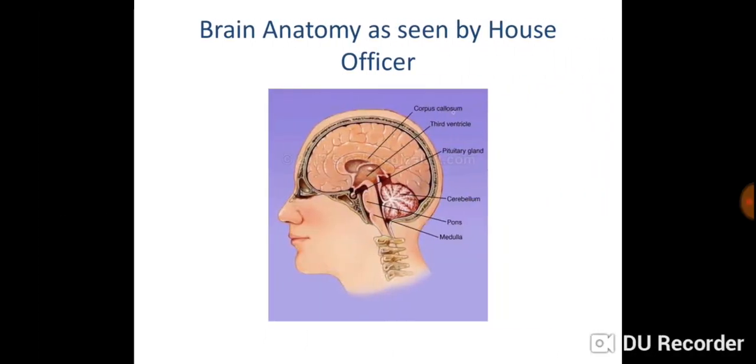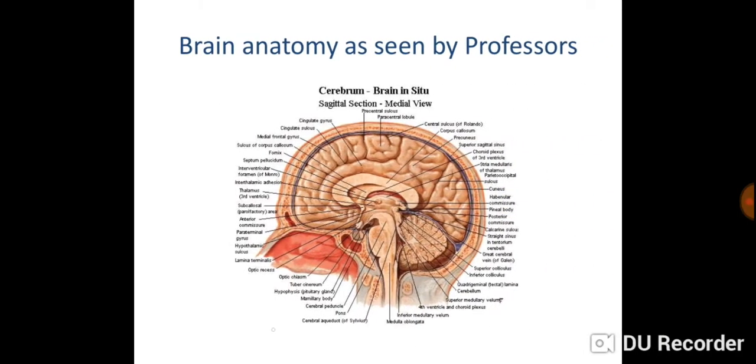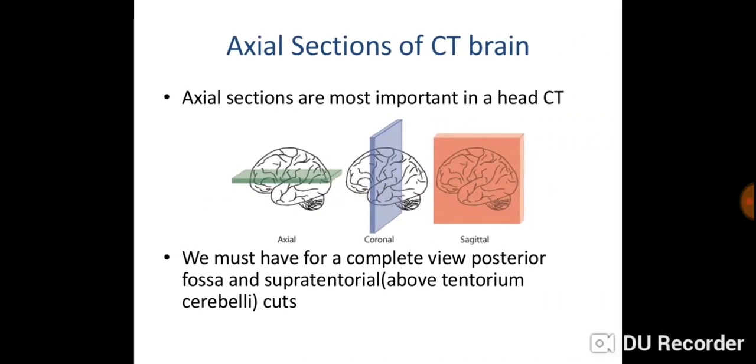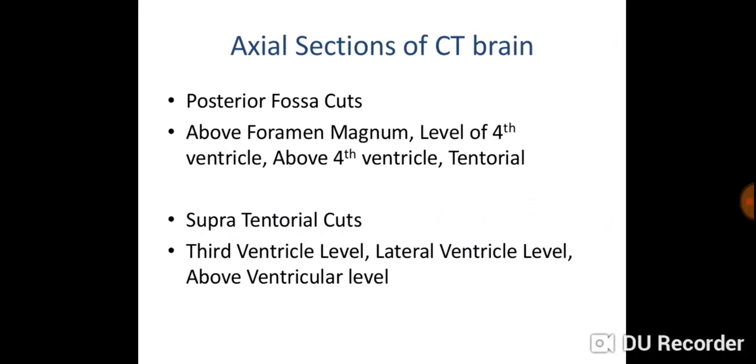This is what our house officer interns in Pakistan see, just a little bit, and this is what the professor wants you to know. So it's a long learning. These are the sections that you take: the axial section, which is the most important, the coronal section, and the sagittal section. Usually most of the interpretations are made from the axial section.